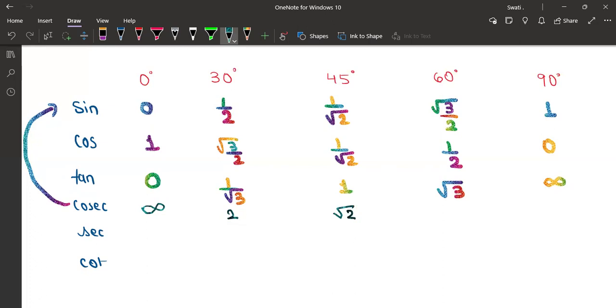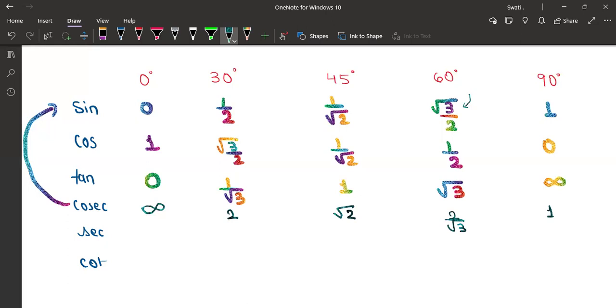Tell me, cosec 60. Root 2 upon 3. No, 2 upon root 3. Yes, 2 upon root 3. And what is cosec 90? 1, because the reciprocal of 1 is 1 only. 1 by 1 is 1. Now sec. Now you can be a little faster. Manya, come on. Sec 0.